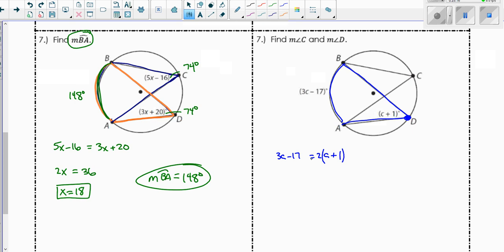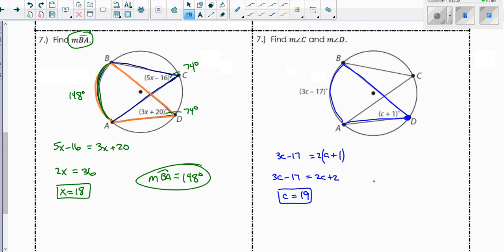Okay, it's kind of like the exact same formula as midpoint when you had 2 segments equal the whole segment, or angle bisectors, just different property. All right, so we get 3c minus 17 equals 2c plus 2. So that means c is 19.